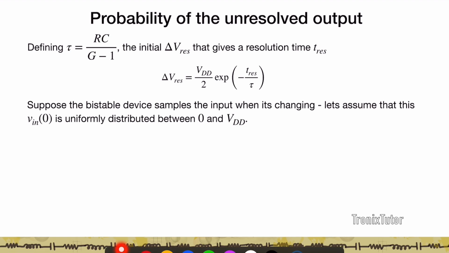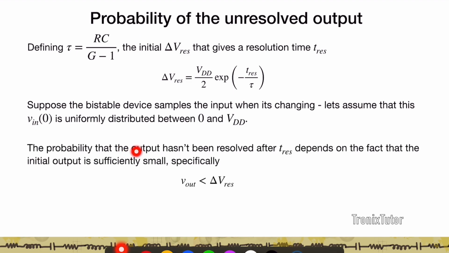Now remember, we're still doing this to figure out what is the probability that the output of the flip-flop is still unresolved after a time t, right? So let's assume that this bistable device is sampling the input when it's changing, right? And let's assume that, without a loss of generality, this input is uniformly distributed between 0 and VDD, right? Again, this is primarily because we don't know anything. We are treating the input as a purely random variable, a uniformly distributed random variable between 0 and VDD.